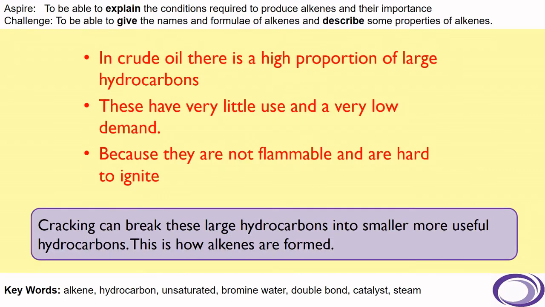So, you may have noticed that in crude oil there was a high proportion of large hydrocarbons, but there was a very small demand for that, which meant there was a large gap between the supply and demand. And it was also the converse when you looked at the smaller hydrocarbons: there was a small proportion of them present and a high demand. The reason for that is large hydrocarbons are not flammable and therefore don't ignite well, so they can't be very useful as a fuel. Cracking can break those large hydrocarbons into smaller, more useful ones, and that is how alkenes are actually formed.